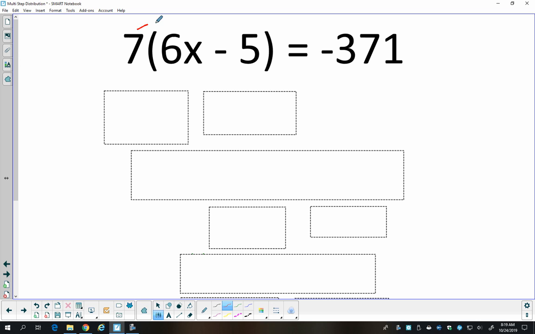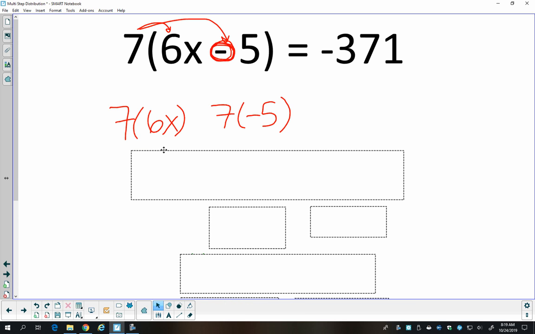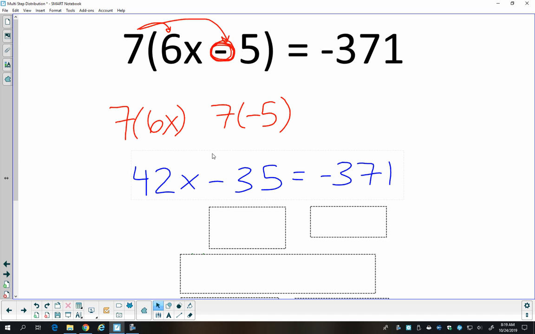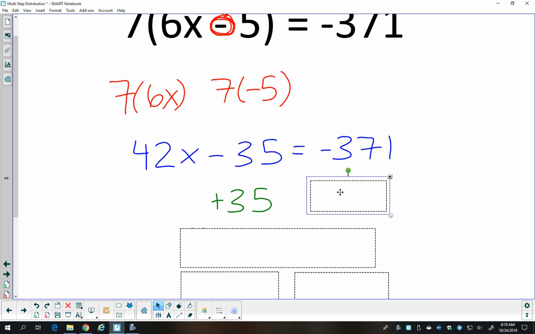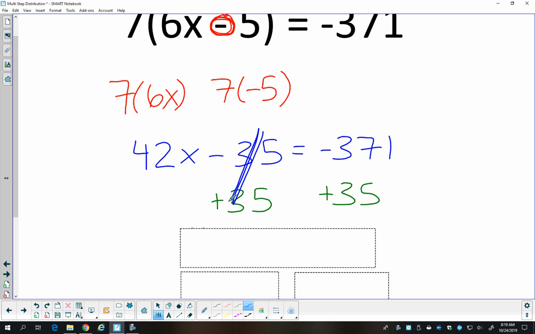So I need to multiply 7 times 6x and 7 times negative 5. It's negative 5 because of that minus sign in front of the 5. And so 7 times 6 is 42. 7 times negative 5, one negative, one positive makes a negative. I'm going to add 35 to both sides. That positive 35 is going to cancel the minus 35.